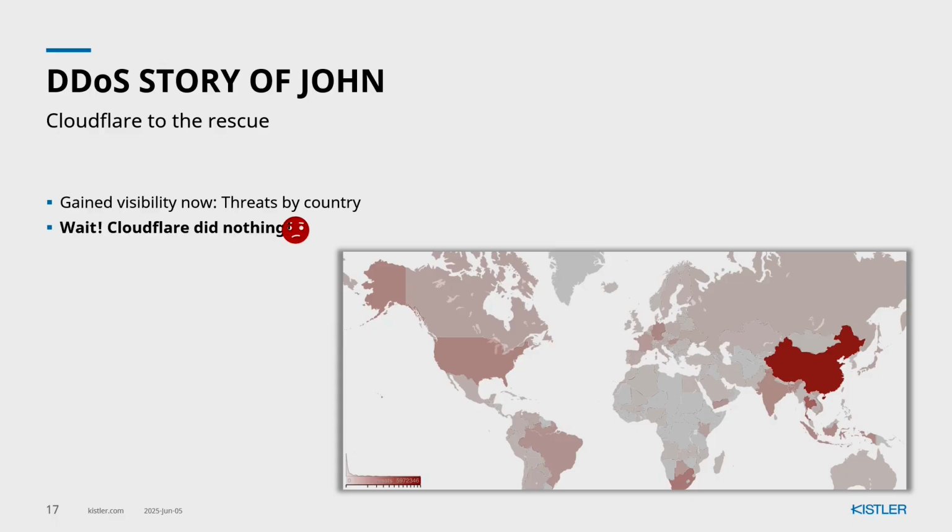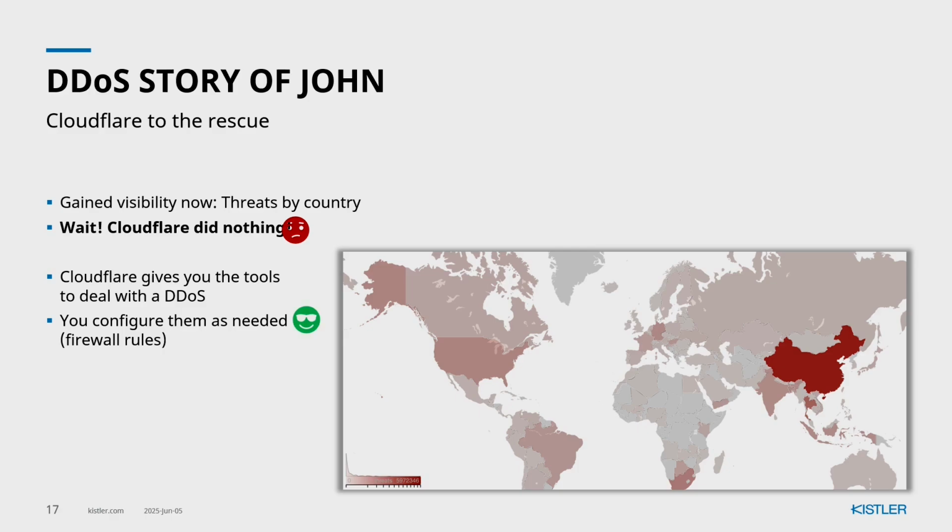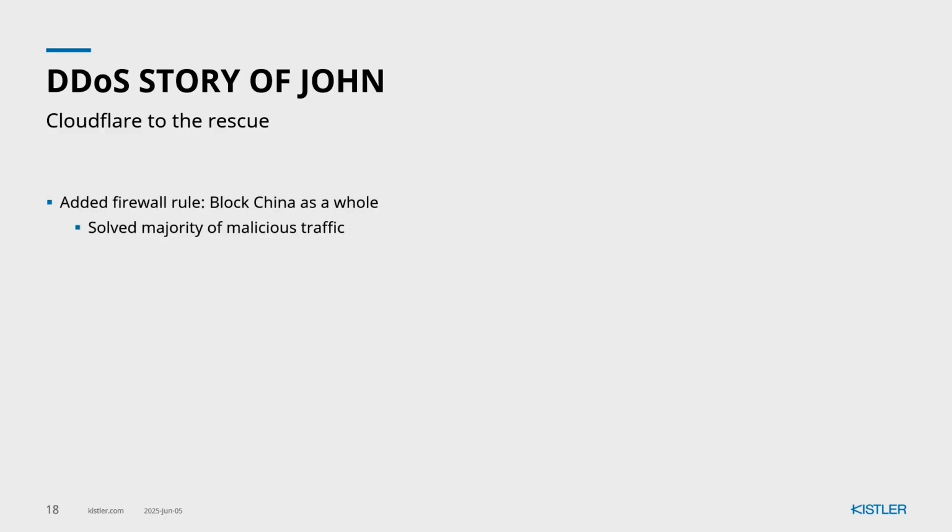But he was disappointed because it seemed like Cloudflare did nothing: yes, it was visible, but the attack didn't stop. And that's the gotcha here, because Cloudflare does give you the tools, but you are the one who needs to use them. You need to configure, for example, the firewall rules. When he added a very simple firewall rule to block anything and everything from China as a whole country, that solved the majority of the malicious traffic.